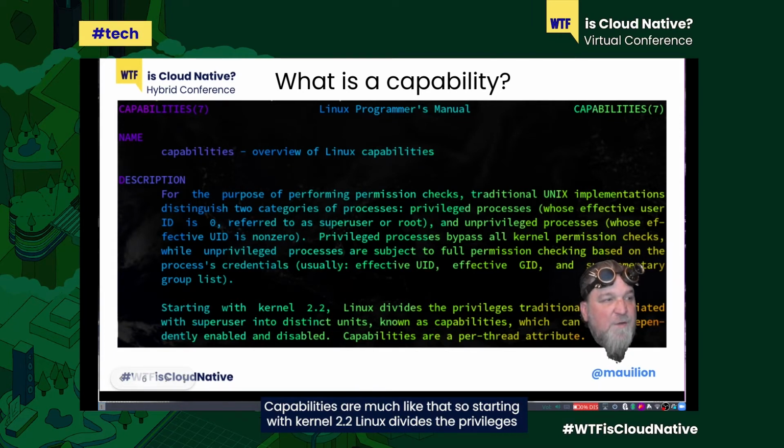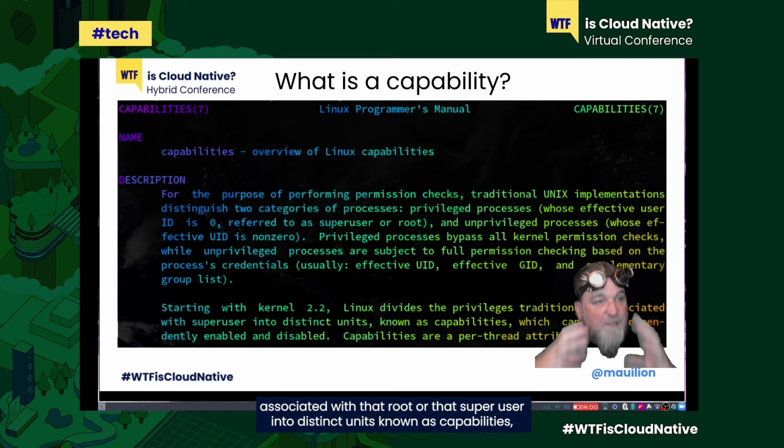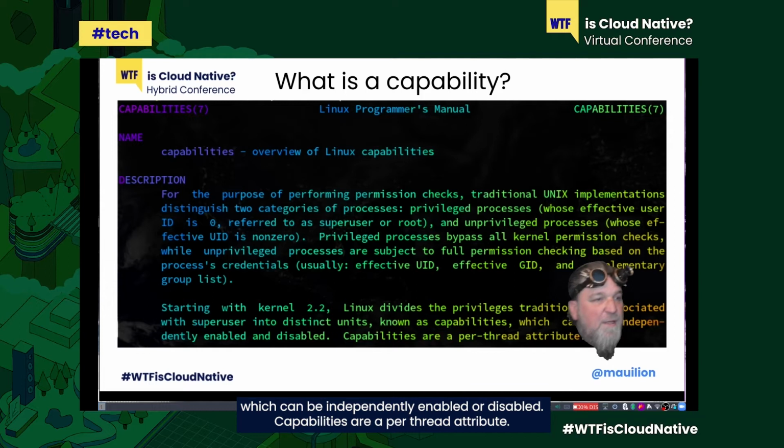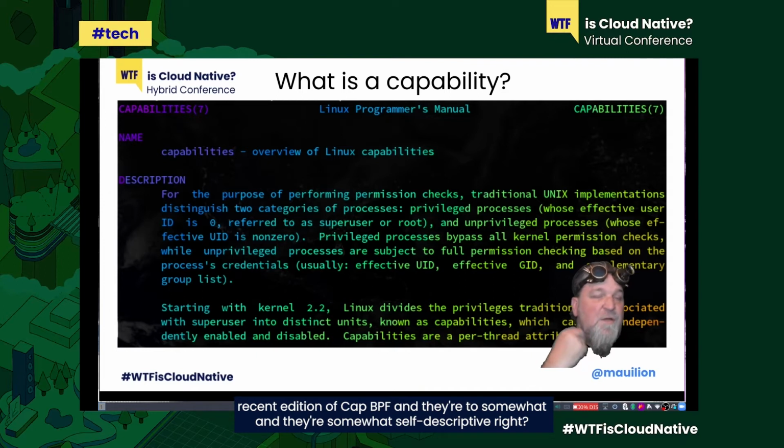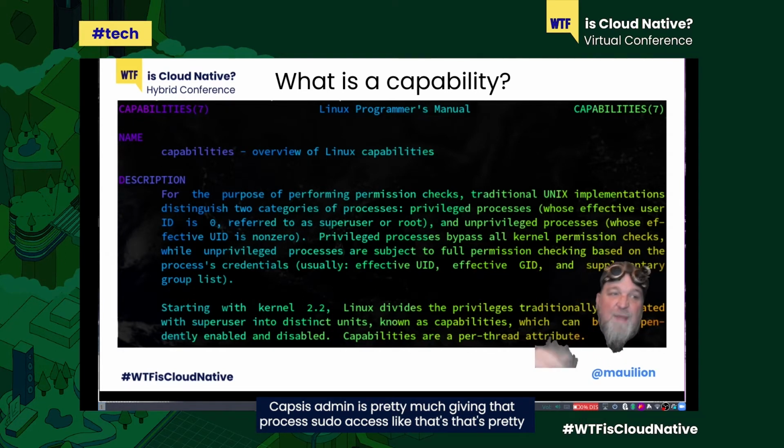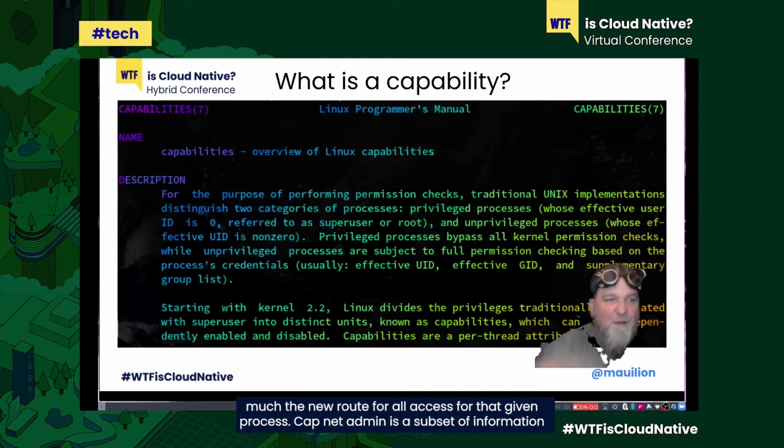Capabilities are much like that. So starting with kernel 2.2, Linux divides the privileges associated with that root or that super user into distinct units known as capabilities, which can be independently enabled or disabled. Capabilities are a per-thread attribute. Some of them are things like CAP_SYS_ADMIN, CAP_NET_ADMIN, CAP_SETPCAP, or the more recent addition of CAP_BPF. And they're somewhat self-descriptive, right? CAP_SYS_ADMIN is pretty much giving that process sudo access. Like that's pretty much the new root for all access for that given process.